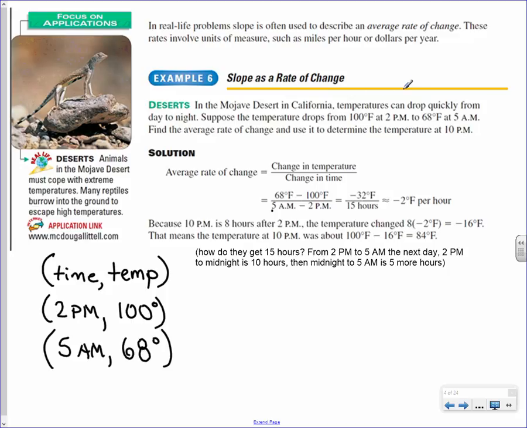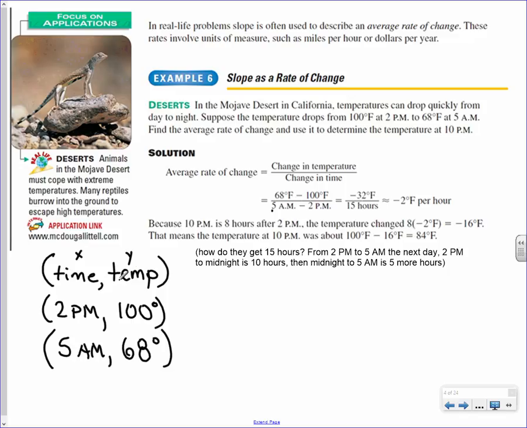Suppose the temperature drops from 100 degrees at 2 p.m. to 68 degrees at 5 a.m. Find the average rate of change and use it to determine the temperature at 10 p.m. Okay, so this one is a good example, although it can get a little confusing about the time. When we're setting up our x and y values, we need to determine what's our x and what's our y. For this one, we've got time as x and temperature as y.